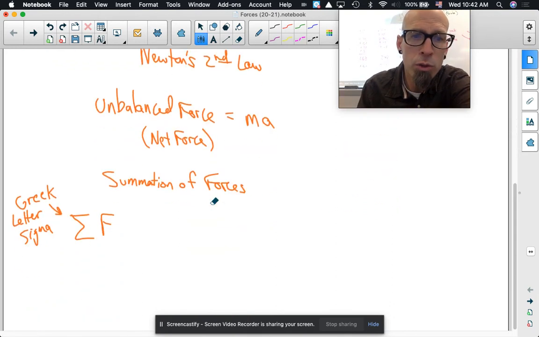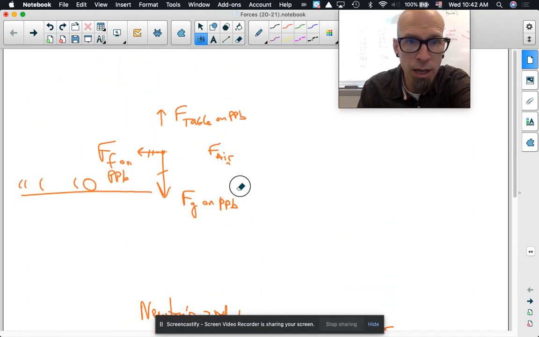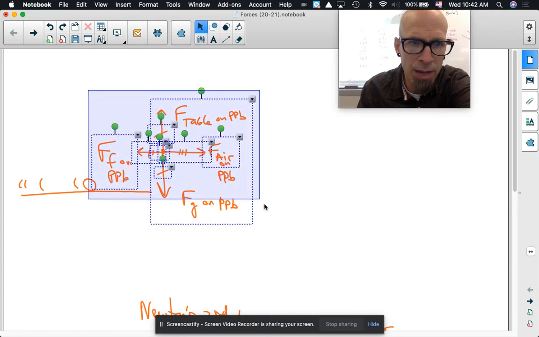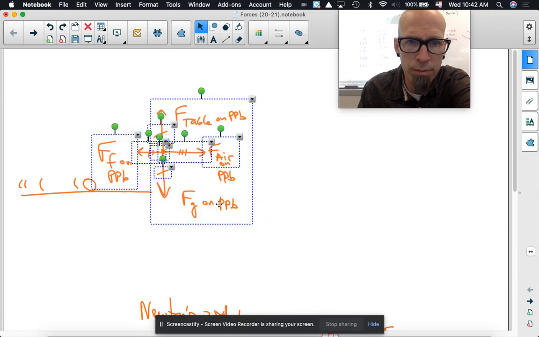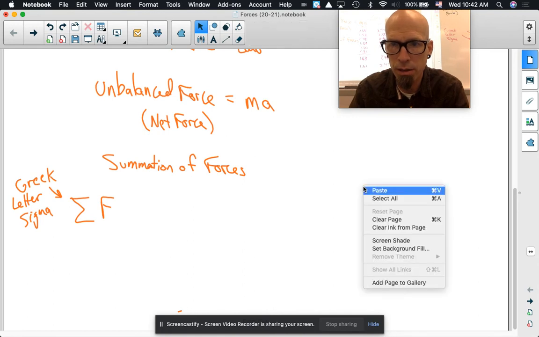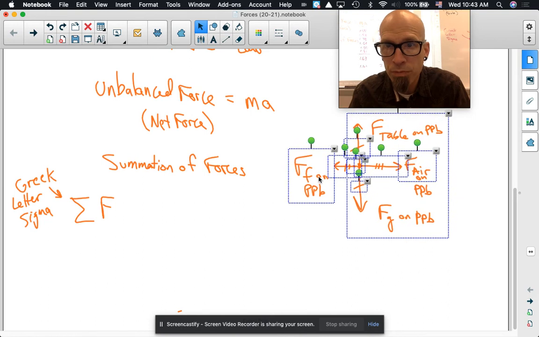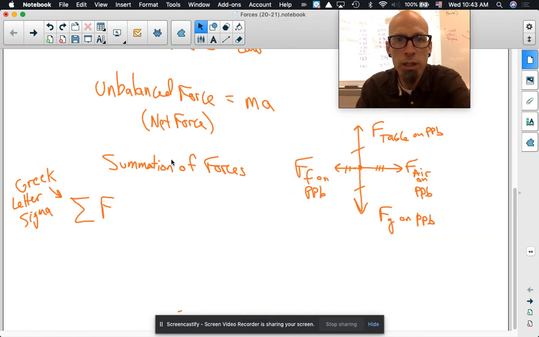Now, here's what we're doing with that. We are creating this thing called summation of forces, okay? We're going to sum the forces. Now, what I'm going to do is this. I am going to select this right here. I'm going to move this force diagram, or maybe I'll just copy it, and then I'll paste it down here. Okay, perfect. So here's what we're going to do. We are going to look at the summation of all the forces that are acting on the ping pong ball. Okay? Summation of the forces.